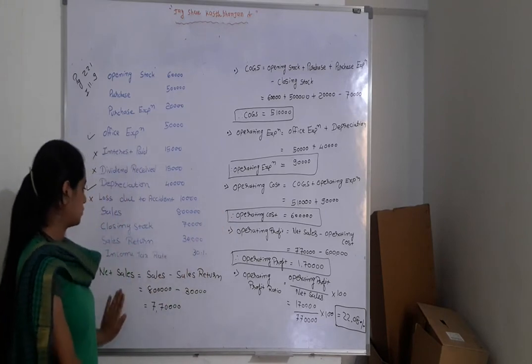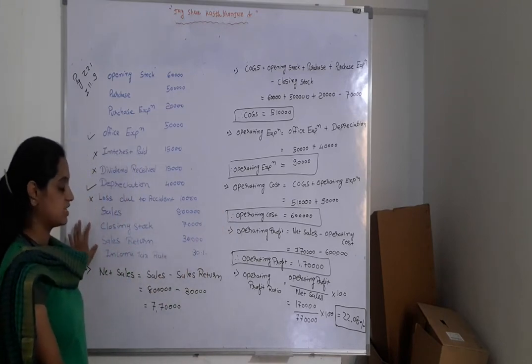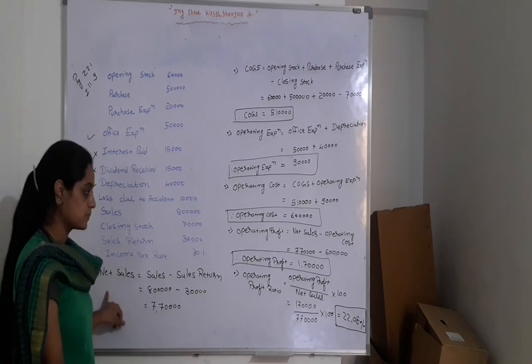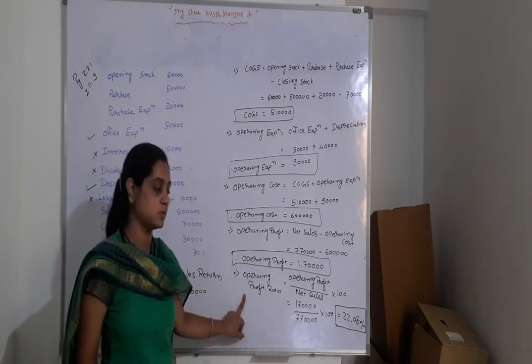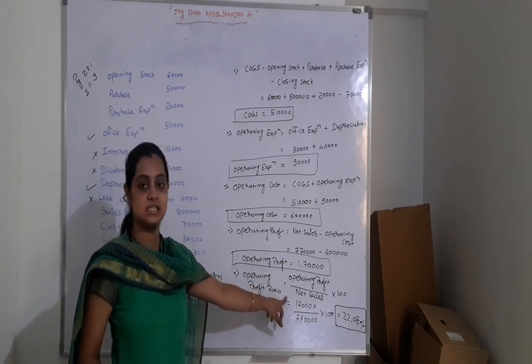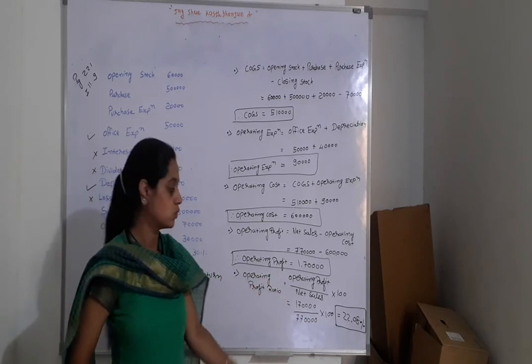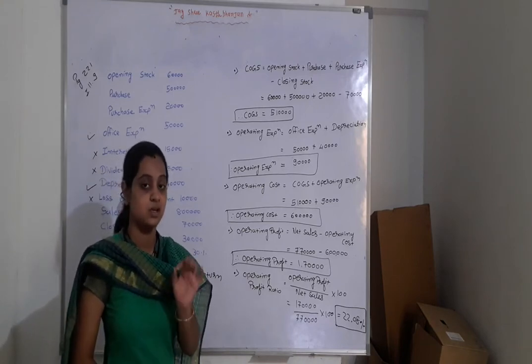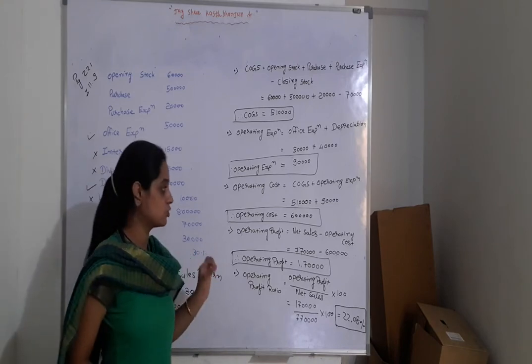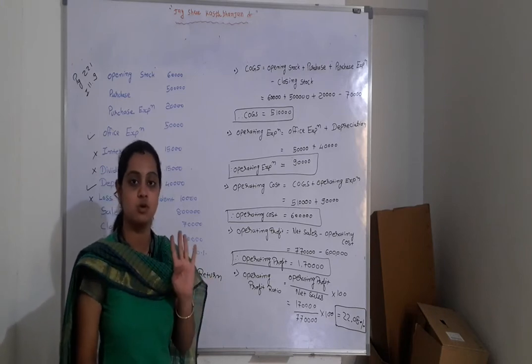And they have given sales and sales return, that is to find net sales. And then we can apply the main formula. Operating profit ratio is equal to operating profit upon net sales into 100. So our answer is 22.08%. I am reminding you again, this question will be asked in your examination for 4 marks.